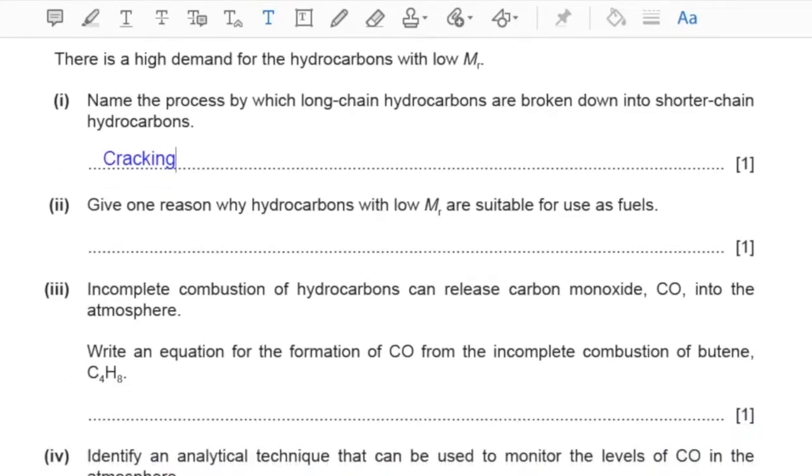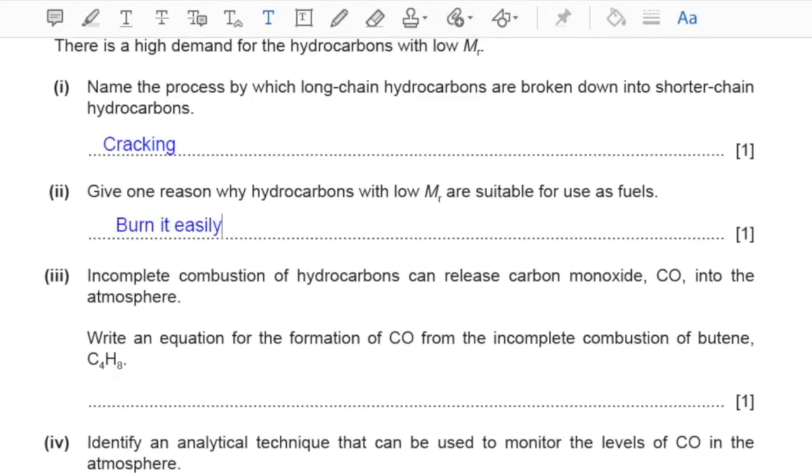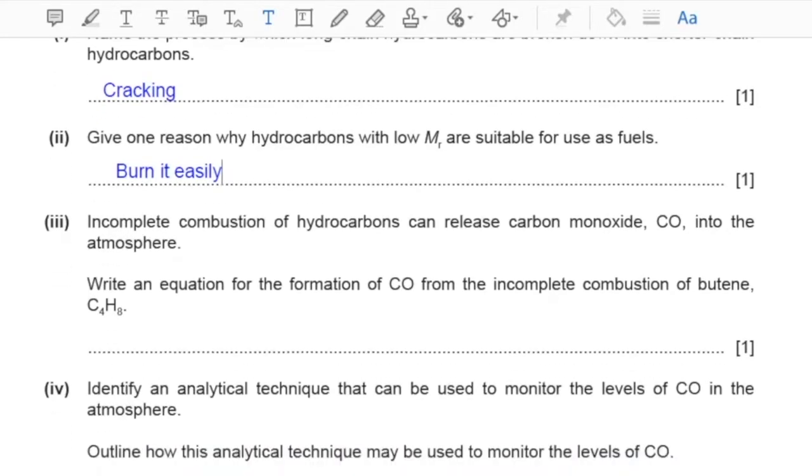Part 2. Give one reason why hydrocarbons with low MR are suitable for use as fuels. So the shorter the chain, the easier it is to burn them. So to burn it easily, we need hydrocarbons with low MR or shorter chains of carbon atoms.